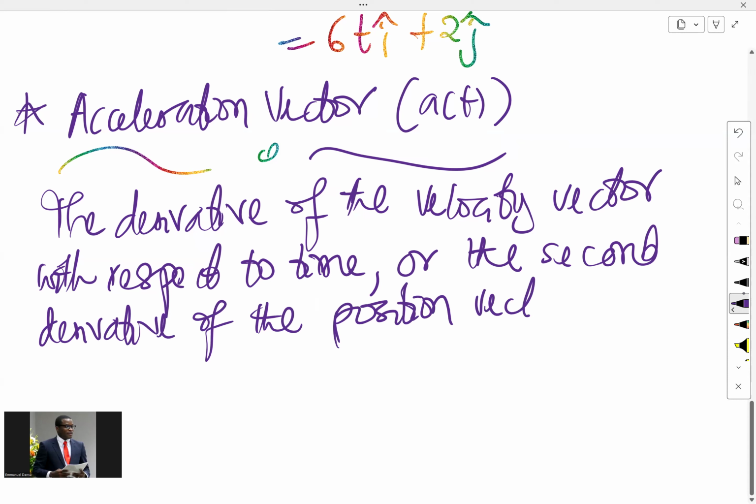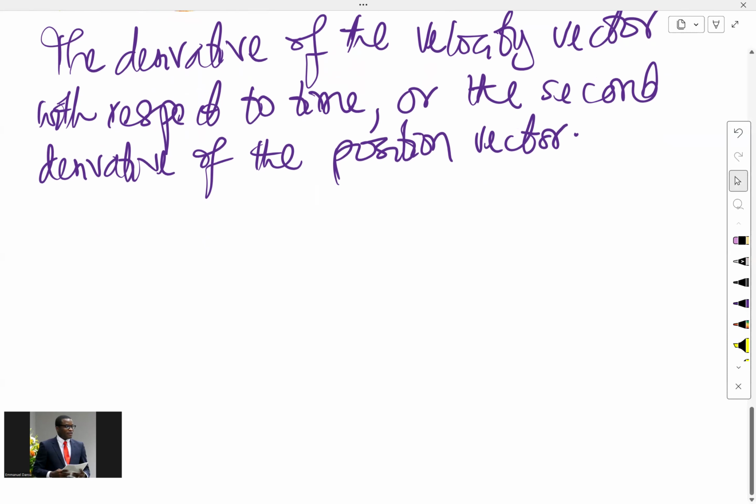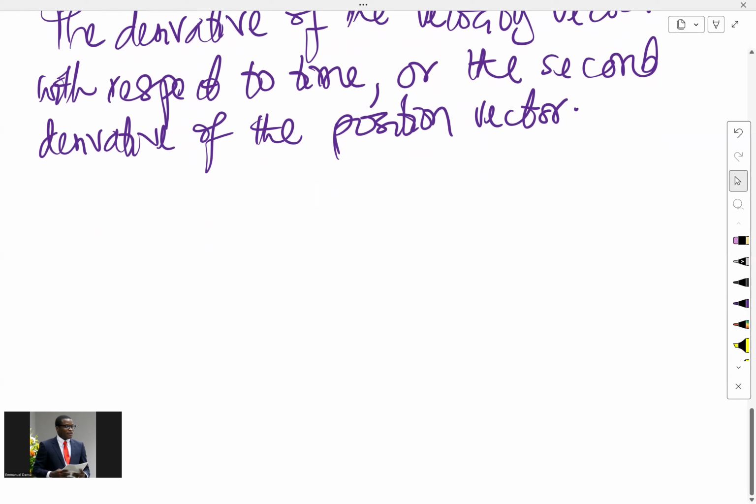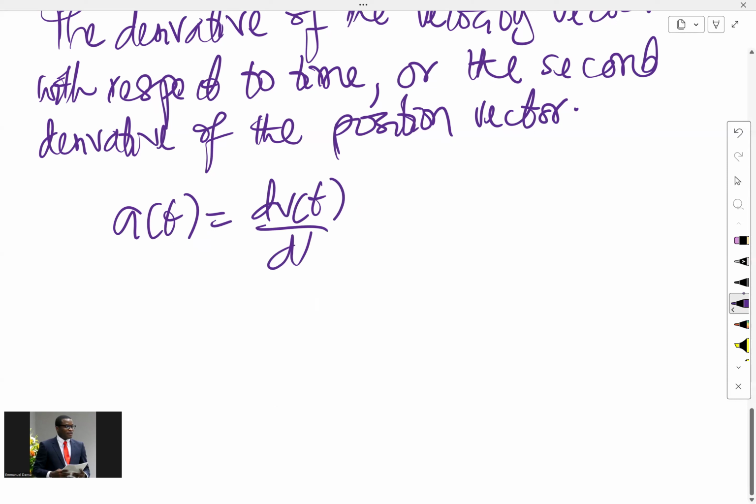So by the very definition of acceleration, when you differentiate velocity once, you get acceleration, or when you differentiate position vector twice, you get the acceleration. So it's all the same in that sense. So you're saying that a of t is equal to dv of t by dt, which is simply the same thing as the second derivative of the position vector with respect to t.